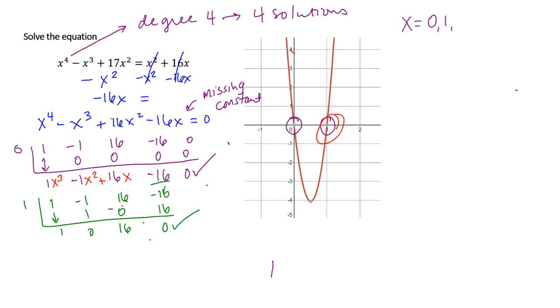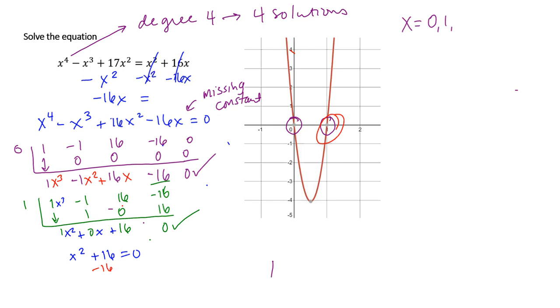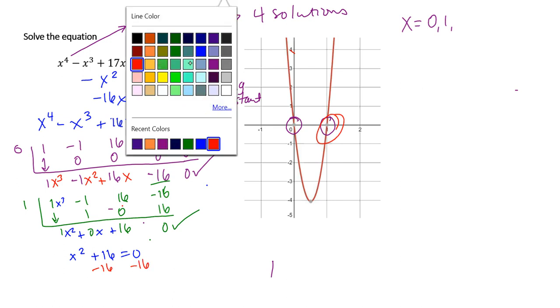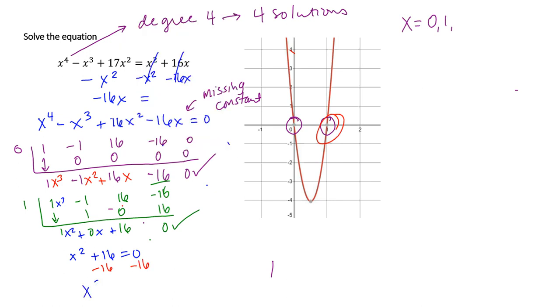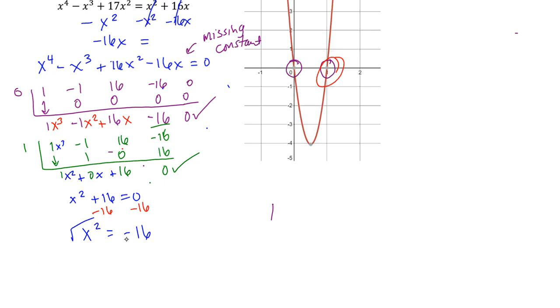Nobody woohooed. Okay, we were at x to the third. Now we're at x squared, x, and plus 16, leaving out the plus 0x. Here's my equation. Easy to solve. Subtract that 16 over. x squared equals negative 16. Got a square root. Oh, didn't work, did it?